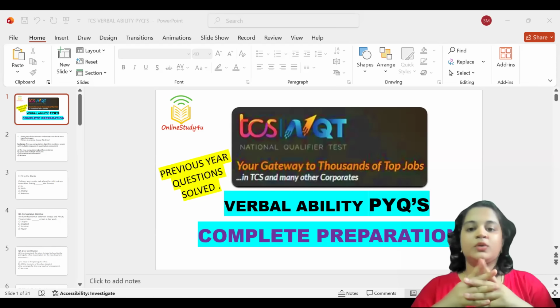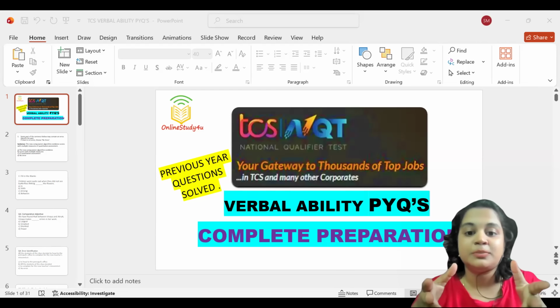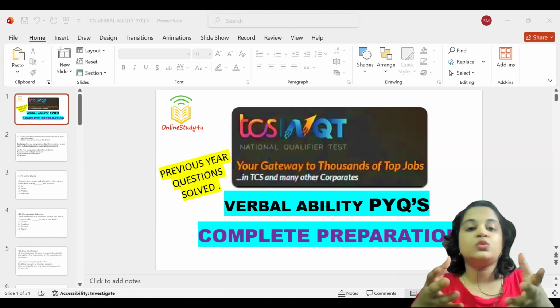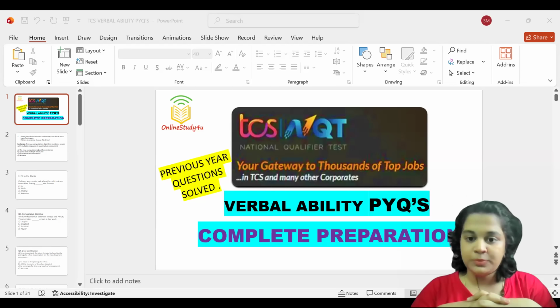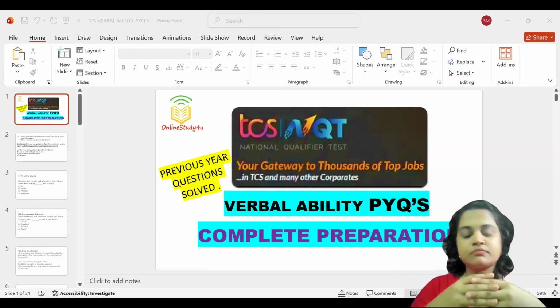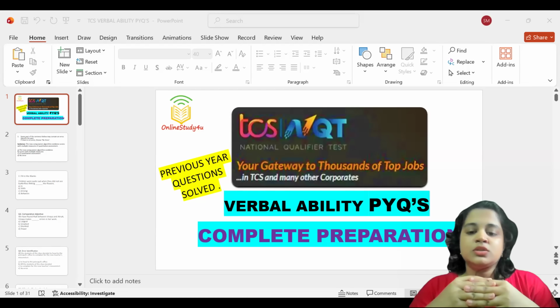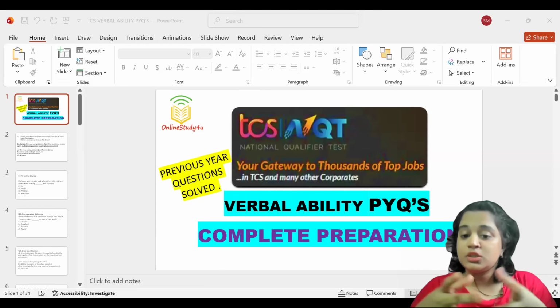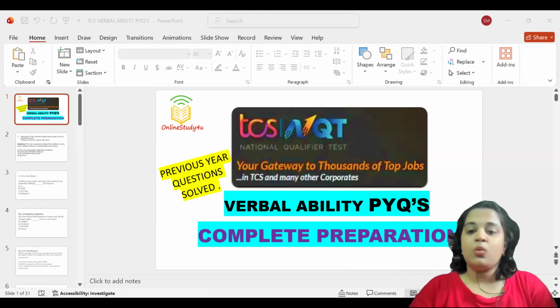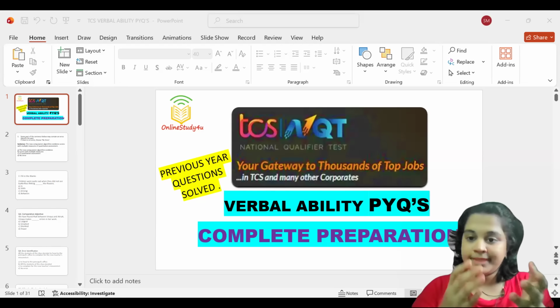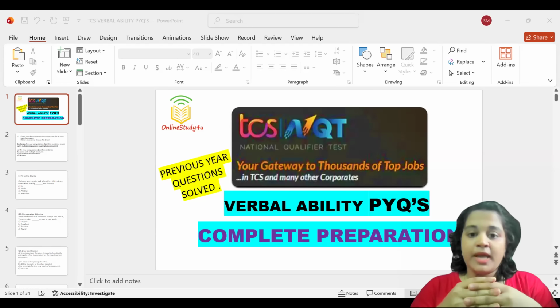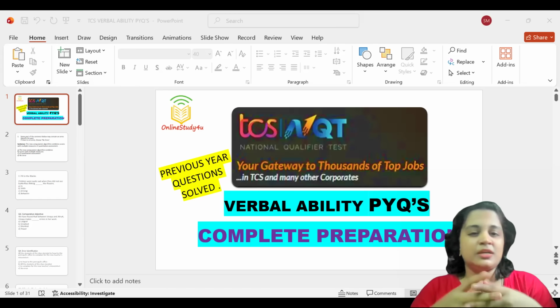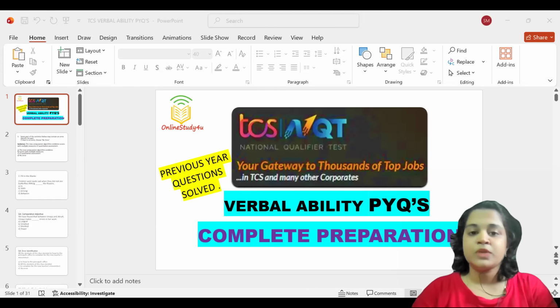Today we are going to solve TCS verbal ability previous year questions. This is the most crucial part of your TCS NQT preparation. And remember, verbal ability questions in TCS are not just about English grammar. They test how well you understand the context, the vocabulary, and the logic in communication. The level of the questions is moderate, but the tricky options can make it a game of clarity and precision. So we'll take care of that.